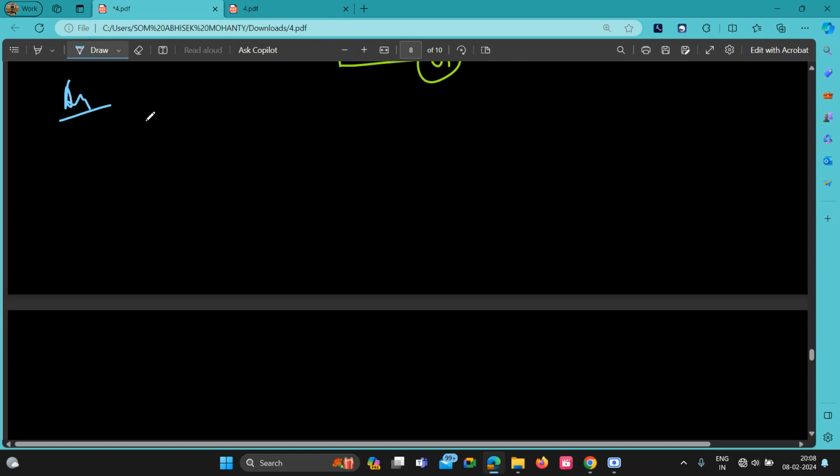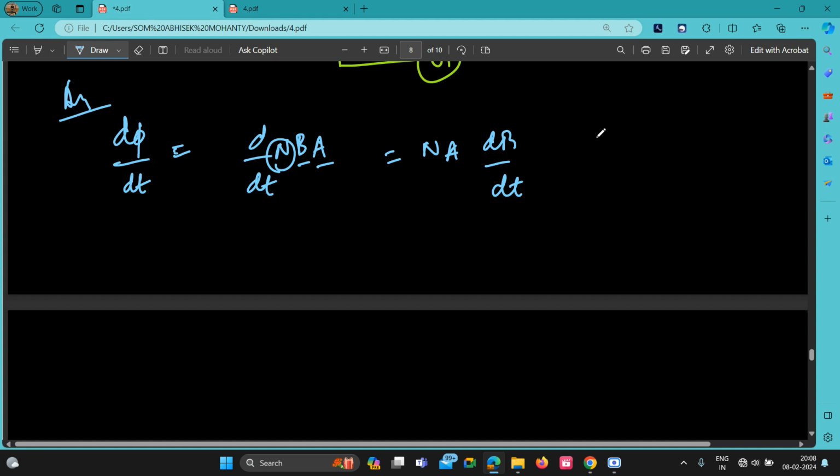Induced EMF through the galvanometer will be d phi by dt, equal to how much? d by dt of NBA, because the number of turns is N. dA goes out, N goes out, A also goes out. dB by dt remains, because there is a change in magnetic field. So N into pi r square dB by dt. Now tell me, through a solenoid what is the magnetic field? Mu naught n i, right?